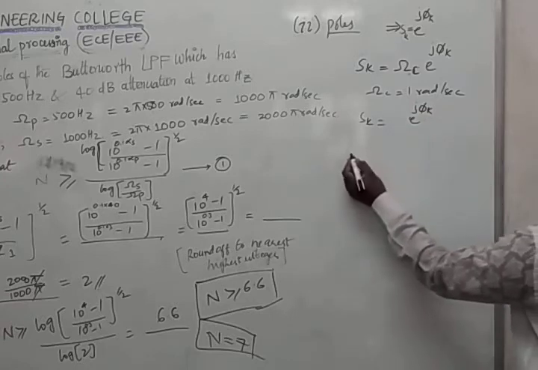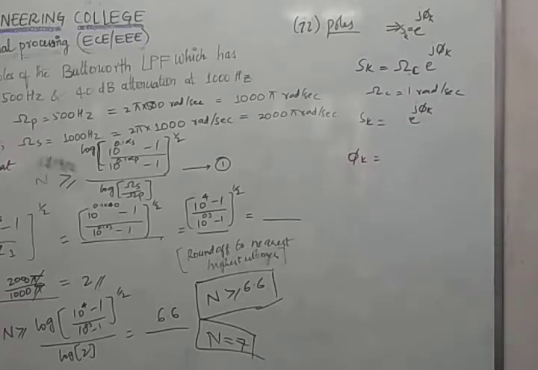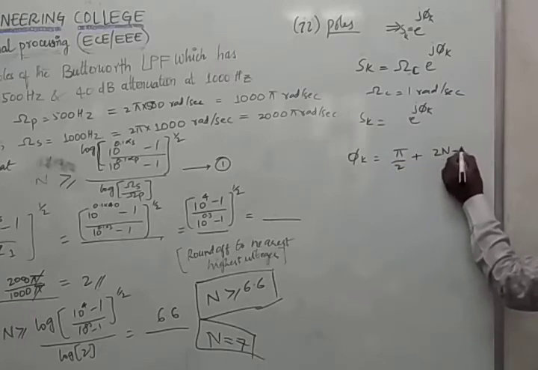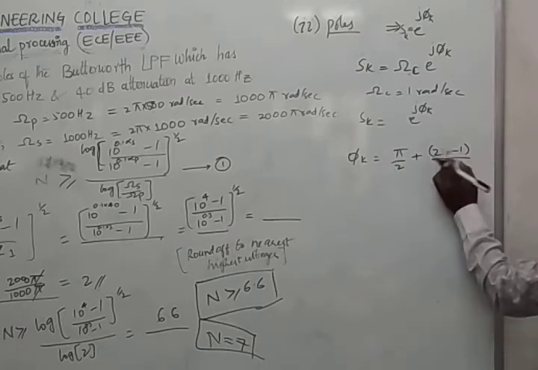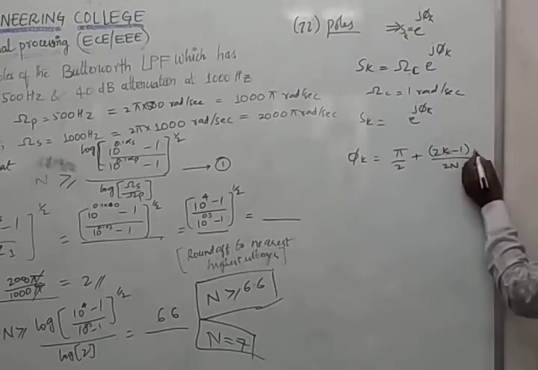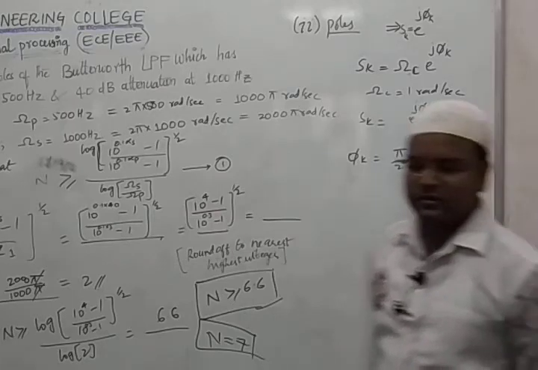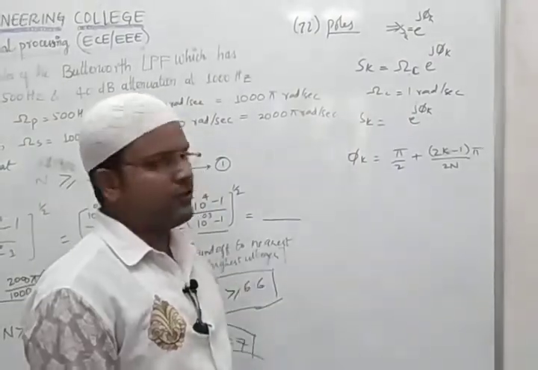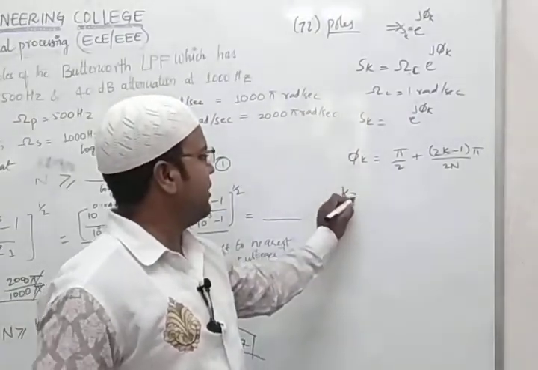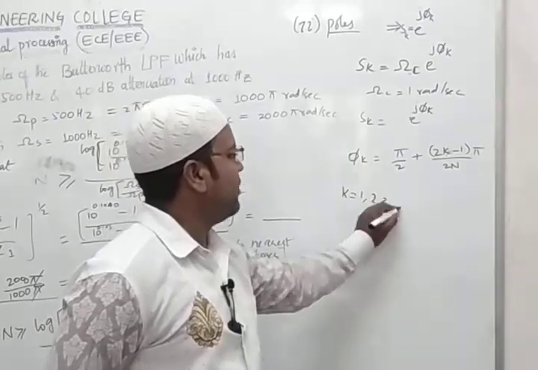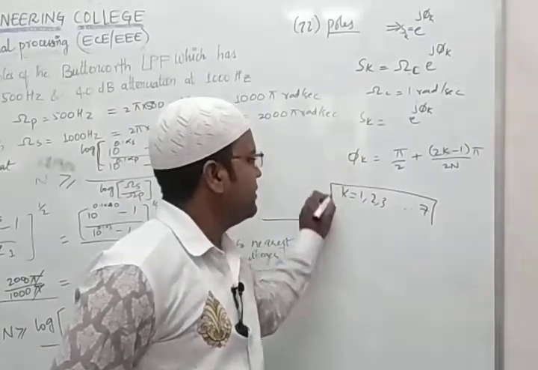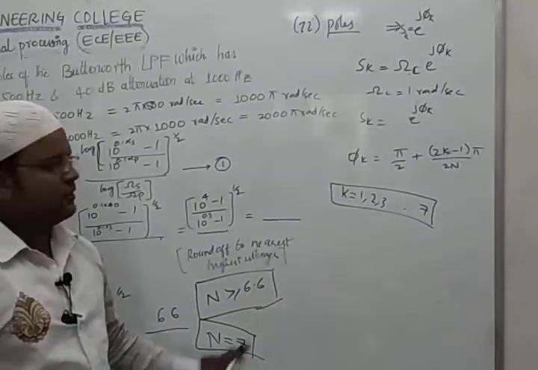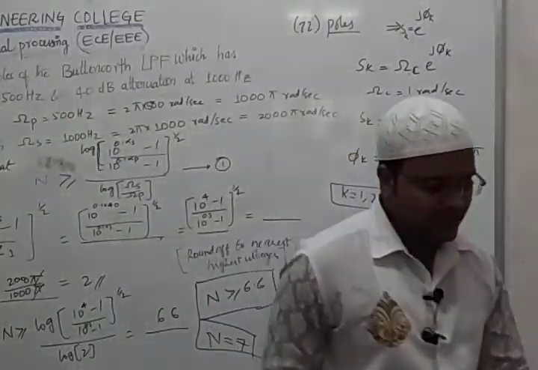What is phi k? Actually it is nothing but the phase difference. How do we find the phase difference in any filter? Phi k equals pi by 2 plus (2k minus 1) by 2n of pi. This is the formula to find the phase of the filter. So we need to substitute different values of k. K starts from 1, 2, 3, and so on. The maximum value for k will be 7, because we got the order as 7. So substituting, we get phi 1, phi 2, phi 3, like this we can find.